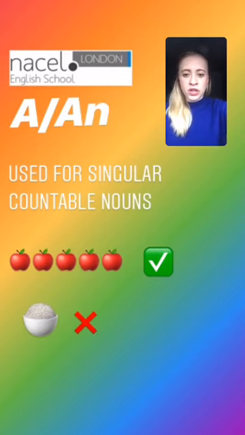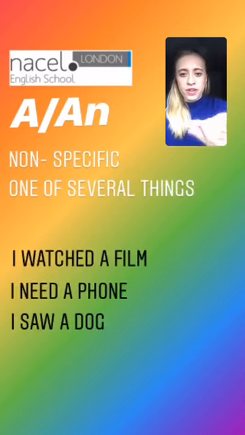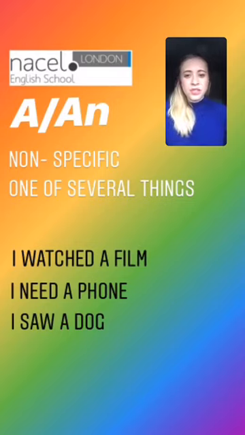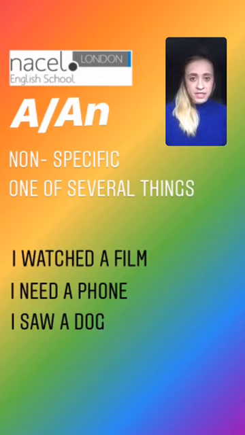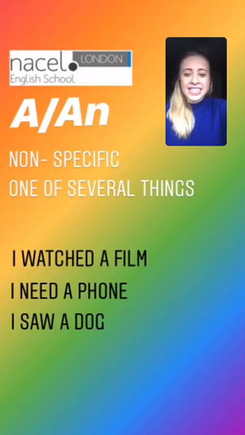One of the ways we use them is to talk about non-specific things, or one of several things. I have the example, I watched a film. This is non-specific. We do not know what film. There are many, many different films. We don't know what film they watched. The same for I need a phone. There are many different types of phones, and we do not know what phone.